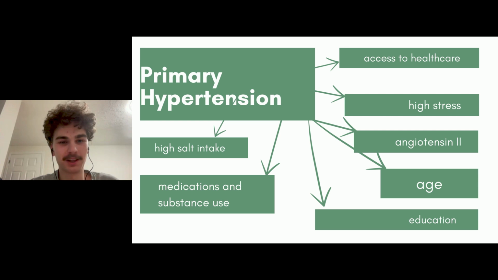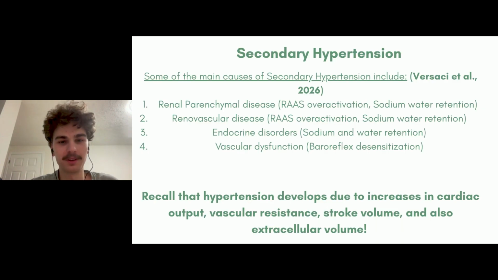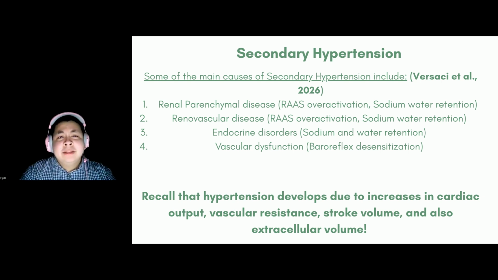Recall that hypertension develops due to increases in cardiac output, vascular resistance, stroke volume, and extracellular volume. So what is contributing to these four factors, which also lead to the causes of secondary hypertension? Well, we wanted to focus on the three main dysfunctions, which are RAAS overactivation, sodium-water retention, and baroreflex desensitivity. If we recall from Module 3, aldosterone and angiotensin II cause long-term and short-term effects on blood pressure, and they both increase blood pressure.